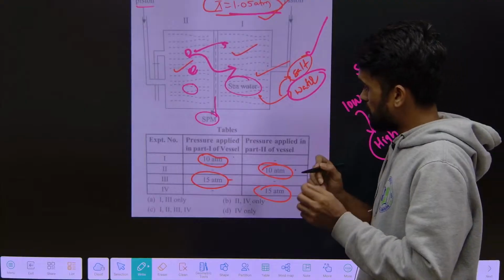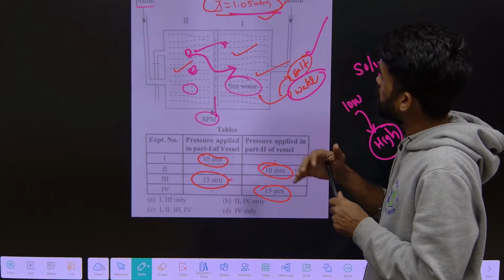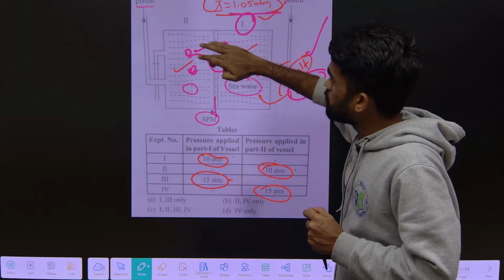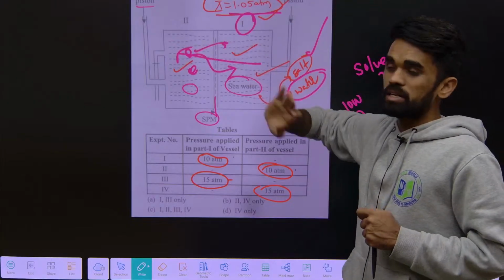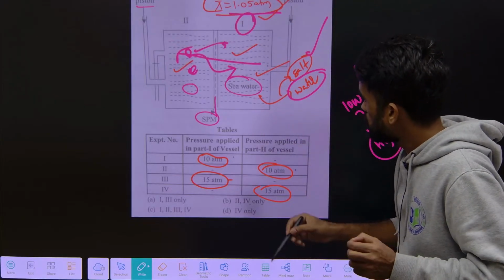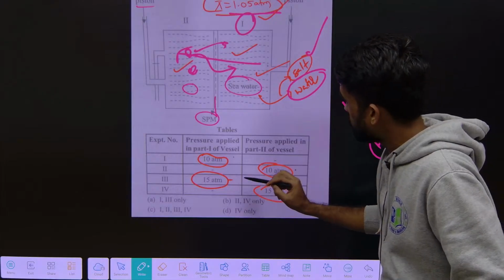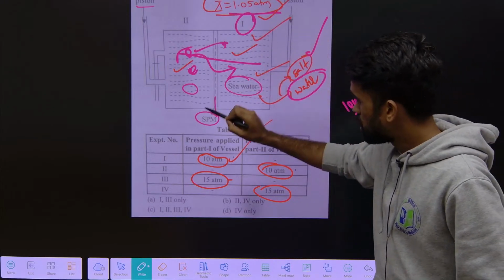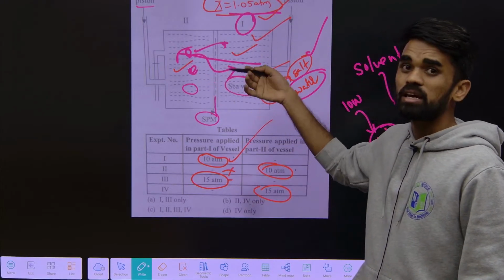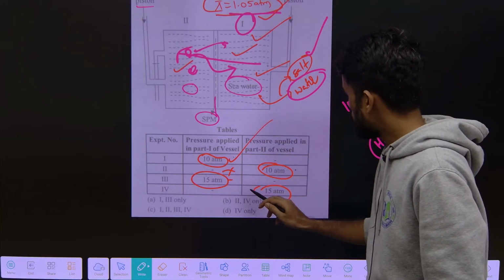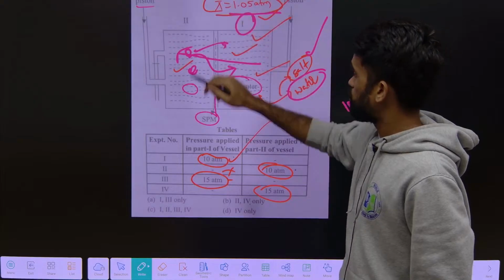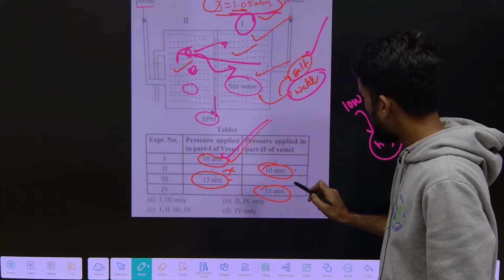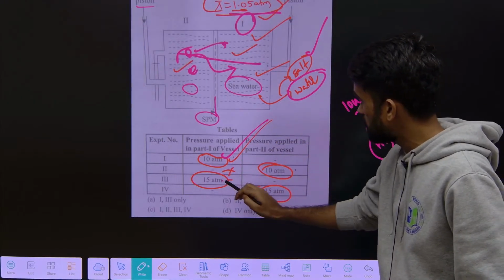Right, a very important application. So where do we need to apply the pressure? On the part 1 side, so that solvent molecules move towards the pure water side. That is how purification takes place. So purification of water is possible by applying 10 atm pressure on the part 1 side, and not the part 2 side, because that would make normal osmosis only. Wherever you apply pressure on the part 1 side that is more than the osmotic pressure, reverse osmosis takes place. So experiment 1 and experiment 3 are the perfect answers.